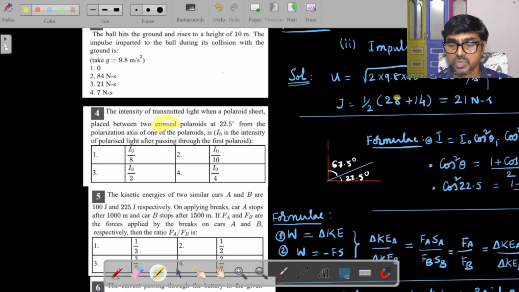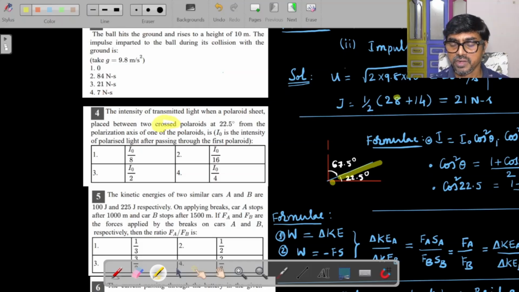So this one, let us say this is the first Polaroid you have and this is the last Polaroid you have. Angle between them is 90 degrees. Then you have the third Polaroid which is placed in between at an angle 22.5 from the first Polaroid. That means it is going to be 67.5, which is the difference with the 90. Total it has to be 90 there. So these are the three we have.